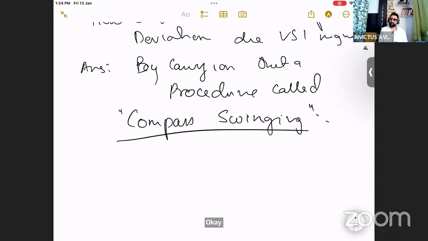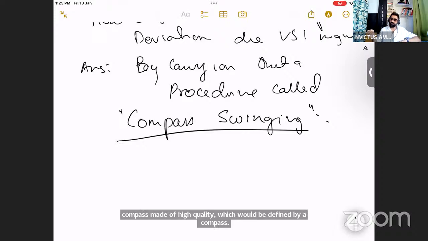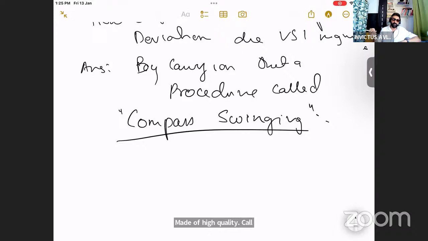Write down the definition. The basic method to determine deviation is to compare the aircraft's heading shown by the compass reading with the magnetic heading, which would be defined by a compass made of high quality called a landing or datum compass. In bracket, you will write also called land compass.